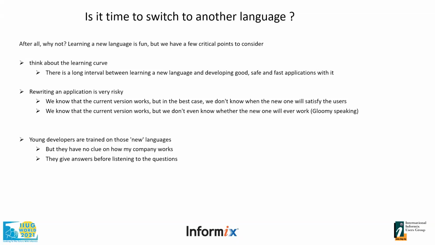That's one thing. And the secondary question is, we know that the current one works, but we don't even know whether the new one will ever work. That's gloomy, Mr. Gloomy speaking, but that's a reality. Some decision makers say, oh, 4GL, what is that? I don't want to hear about that. Let's take a normal language like Java or whatever, and in 1 year, everything's okay, everything will work.